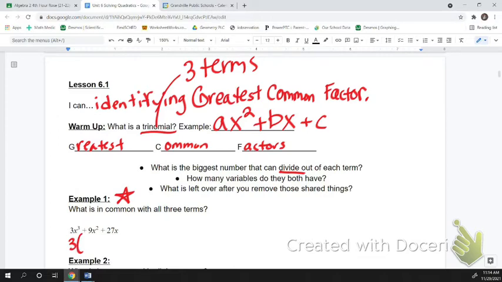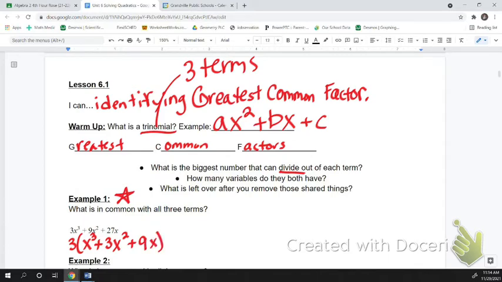What am I left with in the first term? 3 times what gets me 3x cubed? X times x times x, or x cubed. Yep. What's the next term going to be? 3. Good. What's the next term going to be? 9x. Do you think this is the greatest common factor?